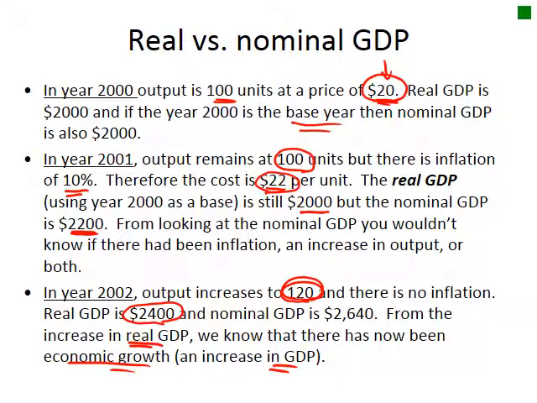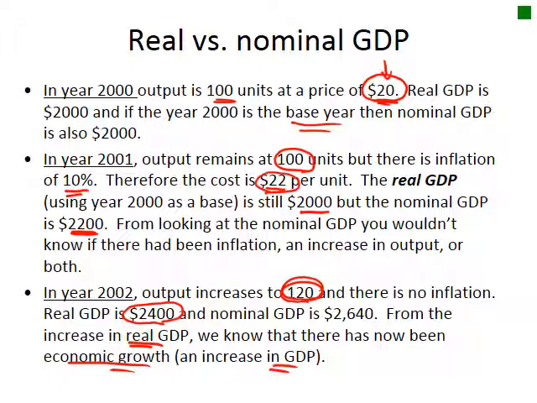So here's an example. We'll take the year 2000. Very simple example. We have output being 100 units and the price being $20. If this is the base year, real GDP is $2,000, so 100 times 20. And the nominal GDP will also be 2,000 if this is the base year. So we're going to hold the prices constant, price at 20, when we're dealing with real GDP. And nominal, we'll let it float to whatever the price is for that year.